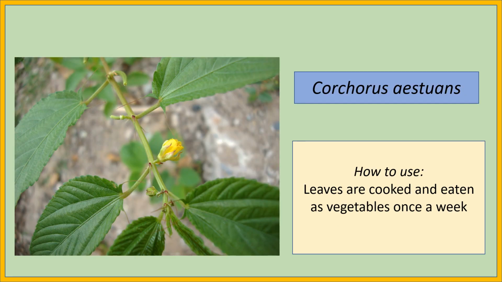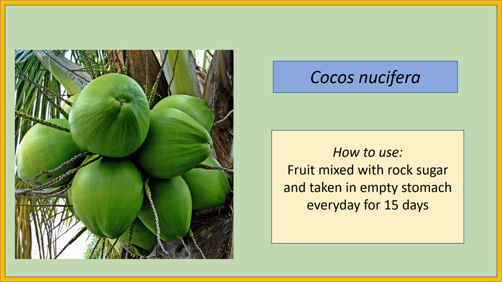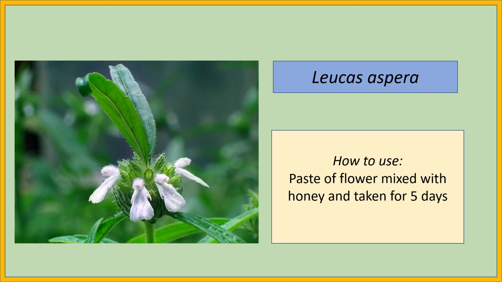This is Corchorus aestuans. The leaves can be cooked and eaten as vegetables, and a great way to get rid of such diseases. Again, coconut mixed with rock sugar, taken on an empty stomach for about 15 days every day, can be a good way. Here, this is Leucas aspera. The flowers are edible. The flowers are mixed with honey and taken for about 5 days. It's a good way to get rid of such diseases.